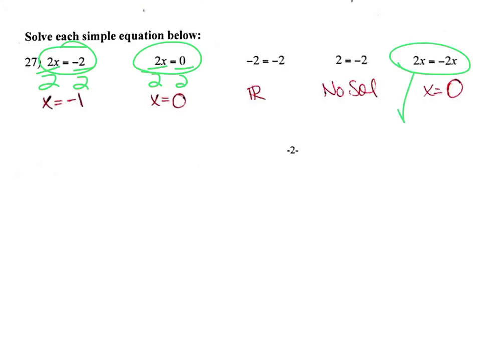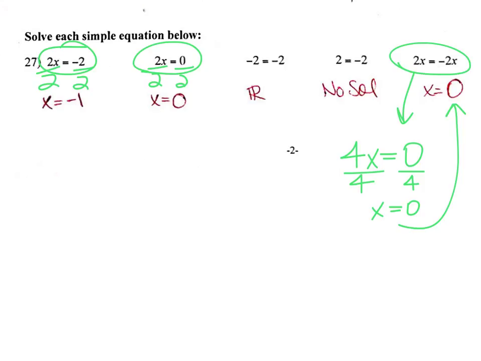In the last one, it's a little tricky. We need to get our x's together so that we can divide. So if I add 2x to both sides, I'm going to get 4x equals 0, right, if I add this 2 to the other side. So now if I divide by 4, I get x is 0, all right?